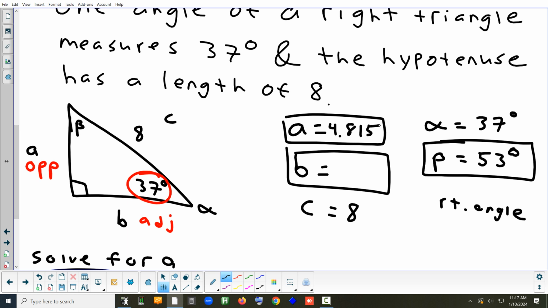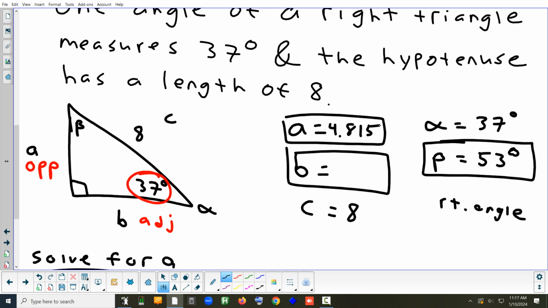Okay, now we've got 5 out of the 6 things. We need one more thing, which is B. This one's going to be easier to deal with because we already have A. So we do the Pythagorean theorem. Okay, well, we could.